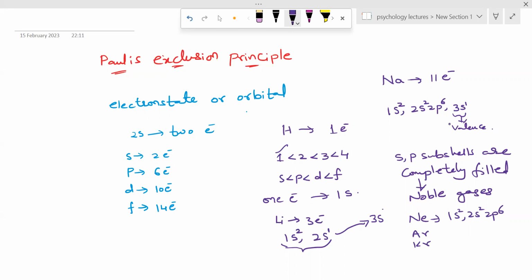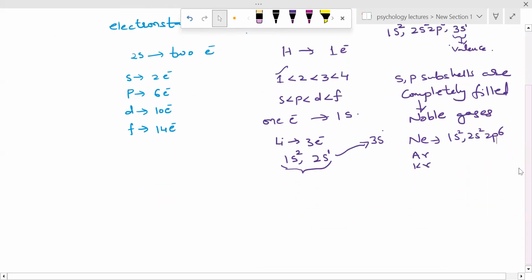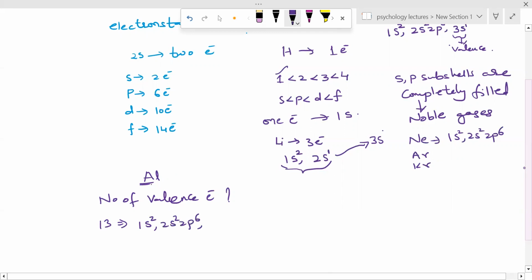So how about the other elements that have valence electrons? For example, if we take aluminium, how do we calculate the number of valence electrons? The atomic number is 13, so 13 electrons are present. We can write 1s2, 2s2, 2p6, 3s2, 3p1. The valence electrons are the ones that come after the completely filled s and p subshells. Here it is not completely filled, so we have 3s2 3p1, so three valence electrons in this case.